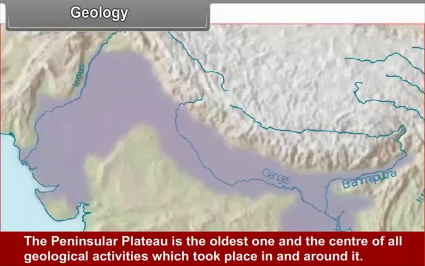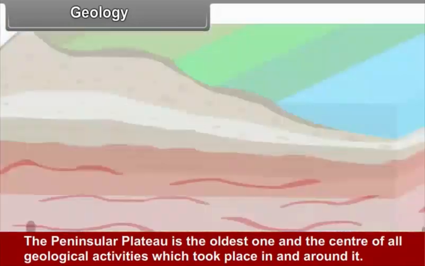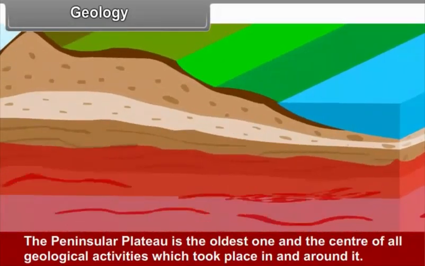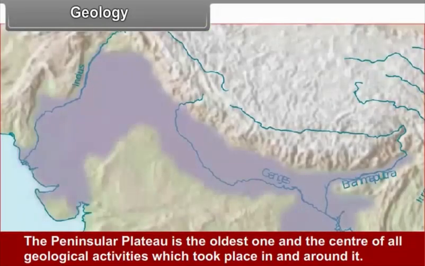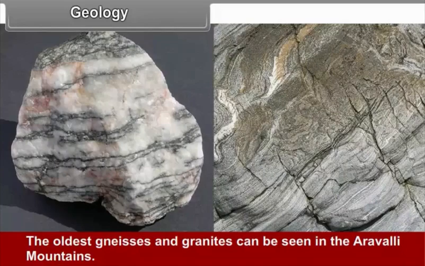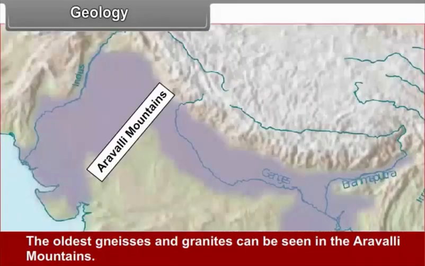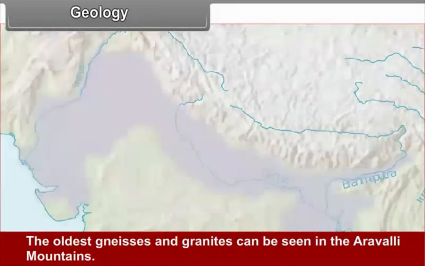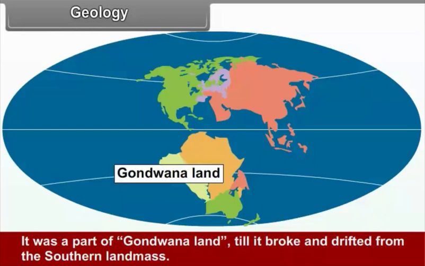The peninsular plateau is the oldest one and the center of all geological activities which took place in and around it. The oldest gneiss and granites can be seen in the Aravalli Mountains. It was a part of Gondwana land till it broke and drifted from the southern landmasses.